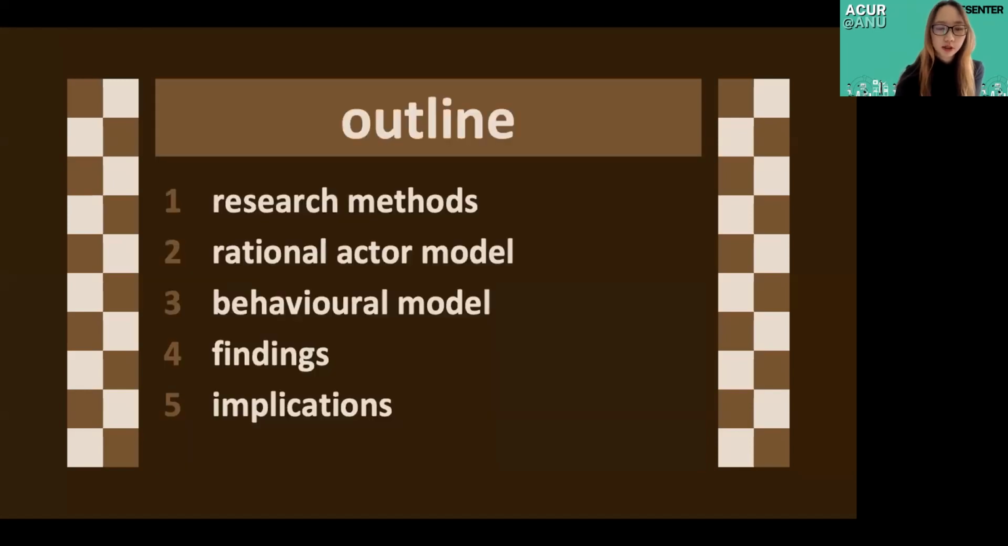First, I will discuss my research methods. Then I'll begin to analyze the UK's decision using the rational actor model, followed by the behavioral model. Finally, I will present my findings and implications of my research.